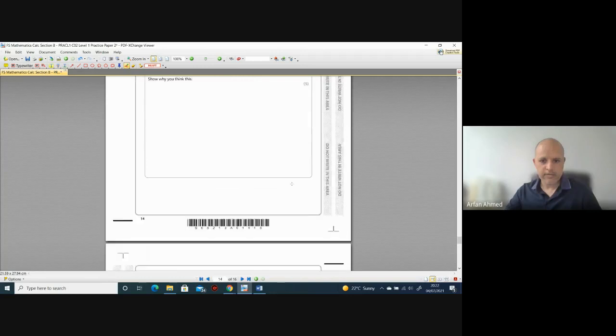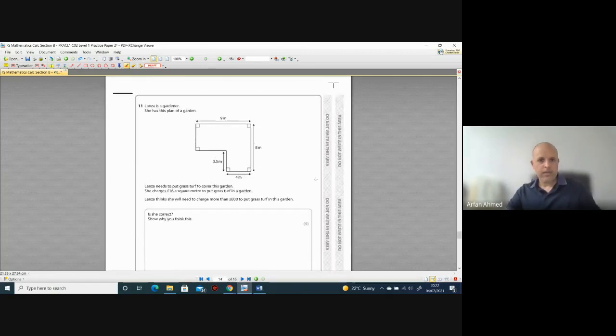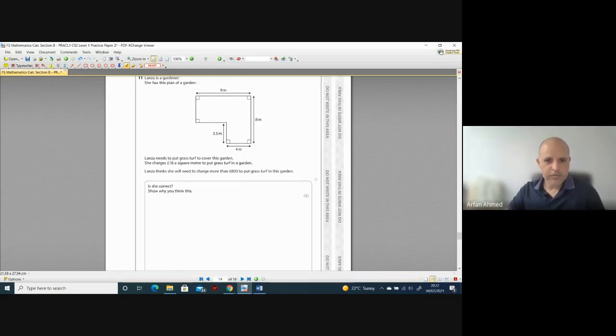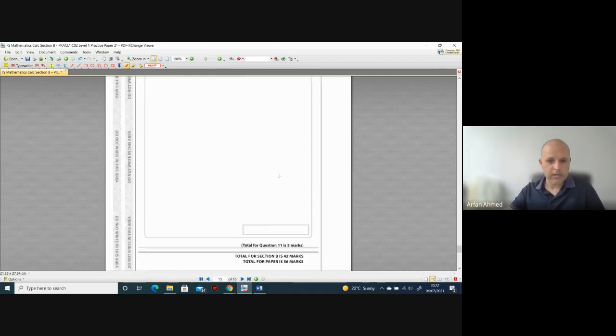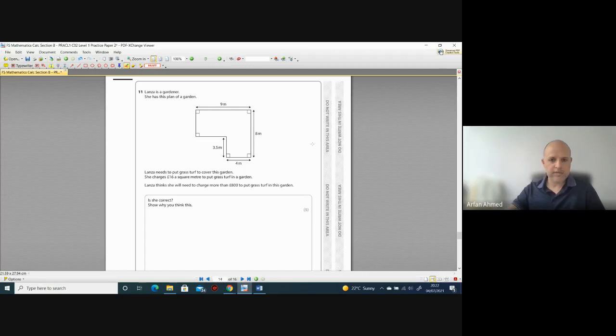Question 11. Is this the last one? Yeah, it is. Lanza is a gardener. She has this plan of a garden. Lanza needs to put grass turf to cover this garden. She charges £16 a square metre to put grass turf in the garden. Lanza thinks she will need to charge more than £800 to put grass turf in this garden. Is she correct? 5 marks. Oh, so it's a lot of marks, to give you a lot of space. Probably won't need it, but let's have a look.